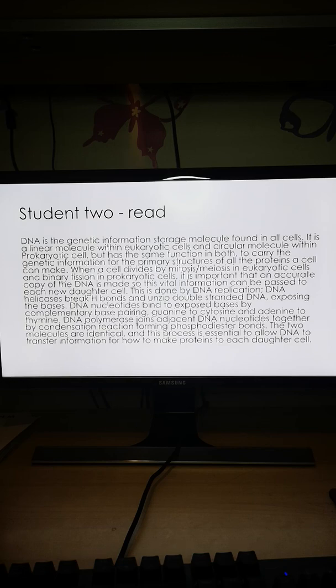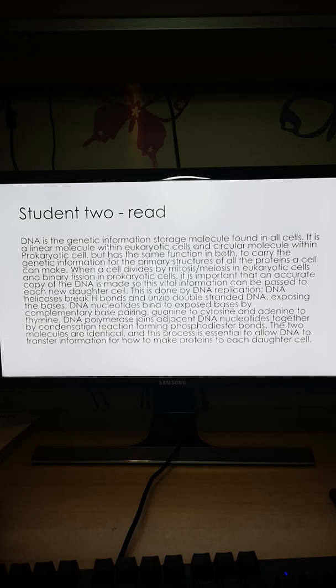The DNA helicases break the hydrogen bonds and unzip the double-stranded DNA, exposing the bases. DNA nucleotides bind to the exposed bases by complementary base pairing, guanine to cytosine and adenine to thymine. DNA polymerase joins adjacent DNA nucleotides together by condensation reaction, forming phosphodiester bonds. The two molecules are identical and the process is essential to allow DNA to transfer information for how to make proteins to each daughter cell.